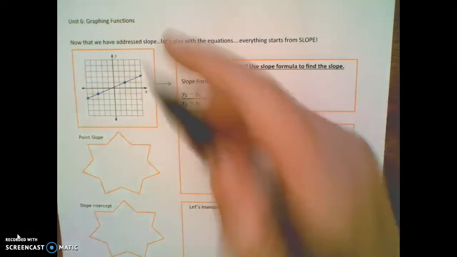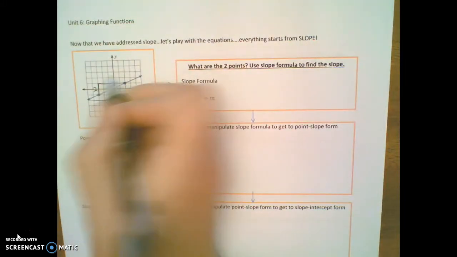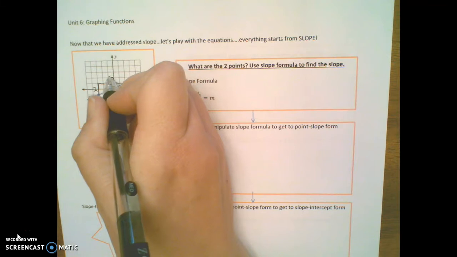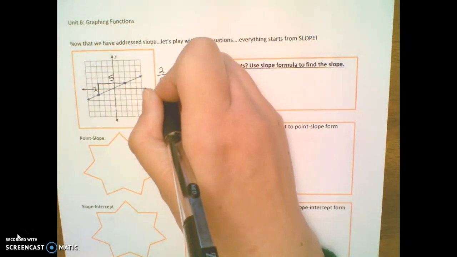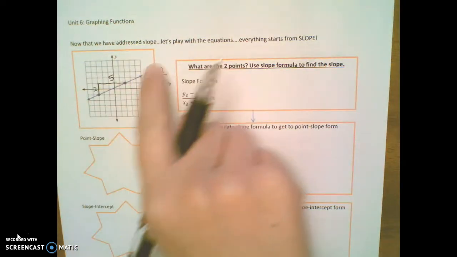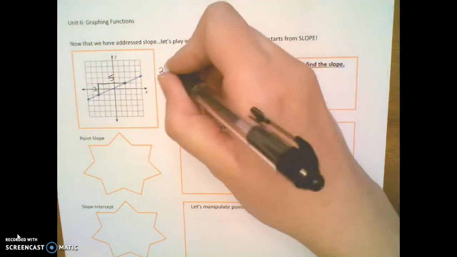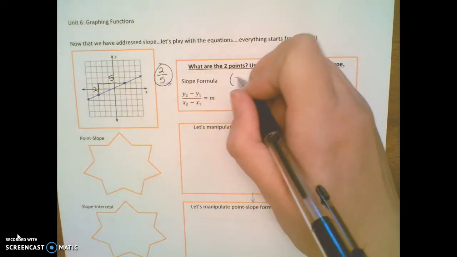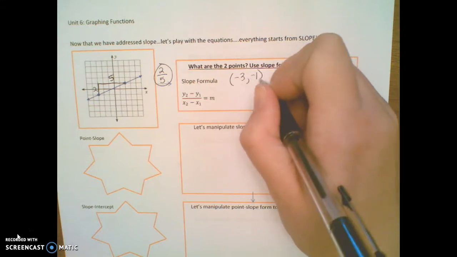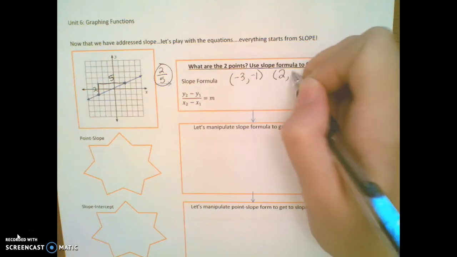I would make the steps, drawing from one point to the next, and I would say my rise is 2 and my run is 5, and then my rise divided by my run. It's positive because if I go from left to right, it's going up. So that would be my slope. You could use the slope formula and do -3, -1, and then this is 2, 1.